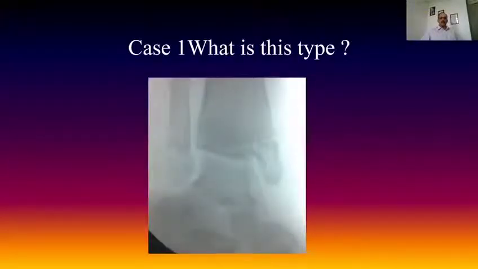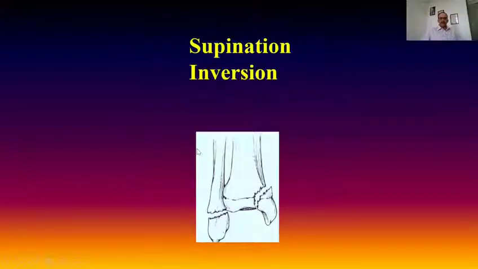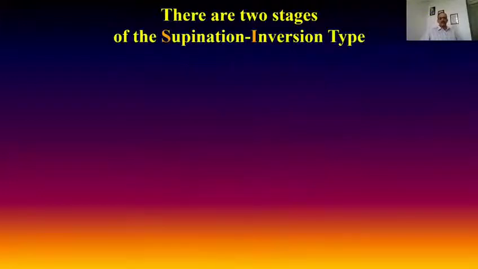So let us talk about what this type of fracture is. If you see, there are two components to this fracture. There is a medial component and then there is a lateral component. This is classified by the modified Lauge-Hansen classification as a supination inversion injury. There are two stages of the supination inversion injury.